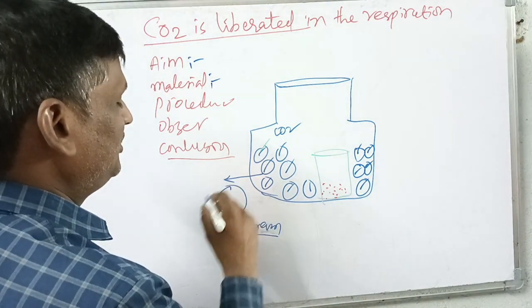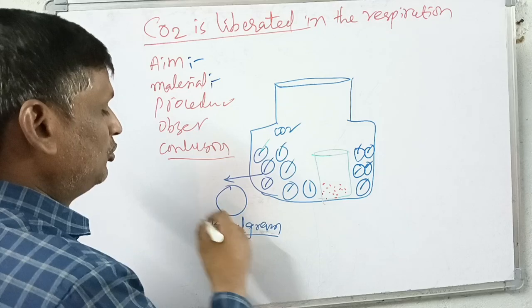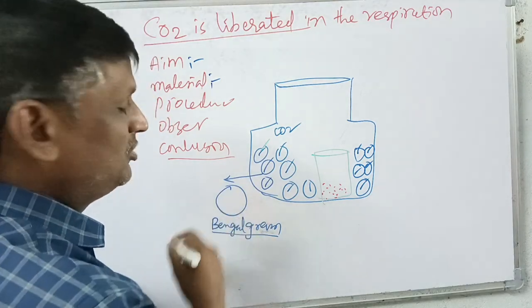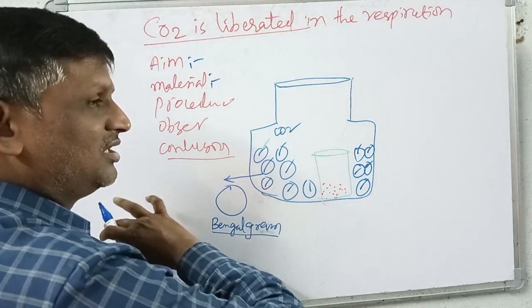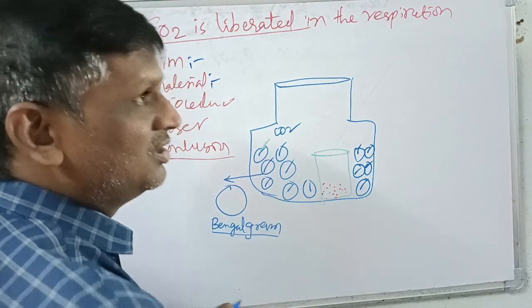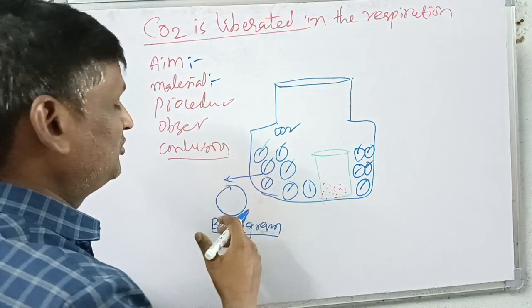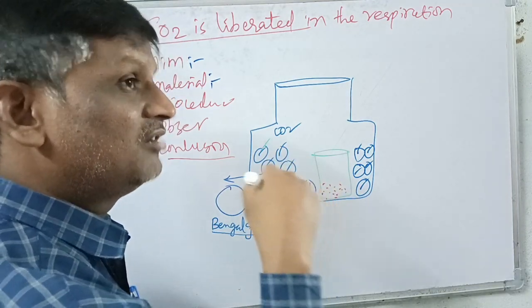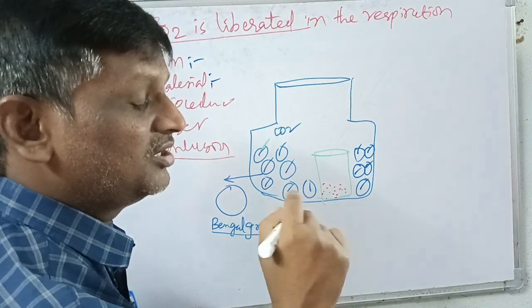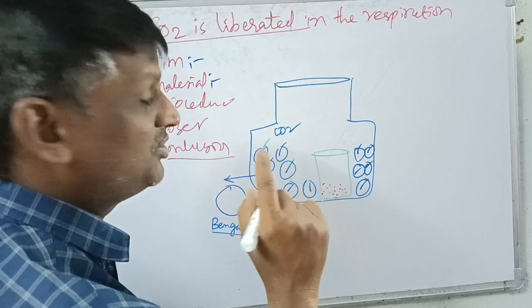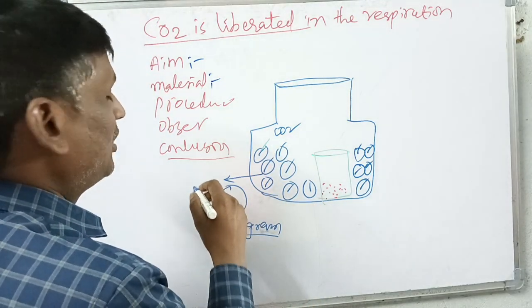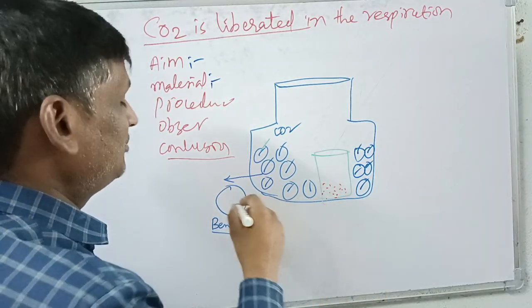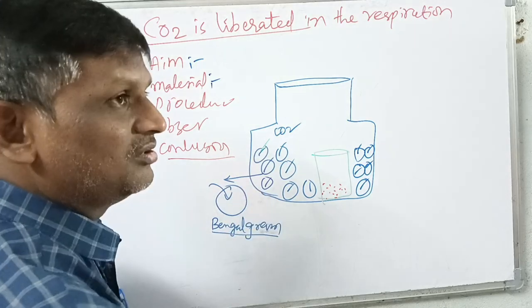For example, when a seed is soaked in the water, what happens? The dry seed absorbs the water. The water already consists of dissolved oxygen, as wherever there is water, it consists of dissolved oxygen. So the dissolved oxygen plus water is absorbed into the seed.